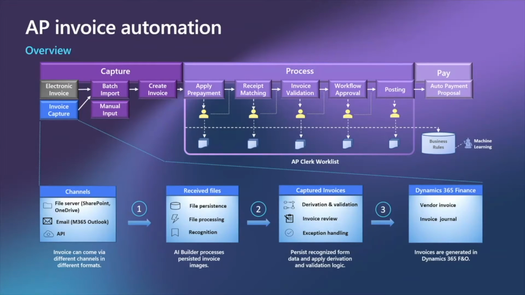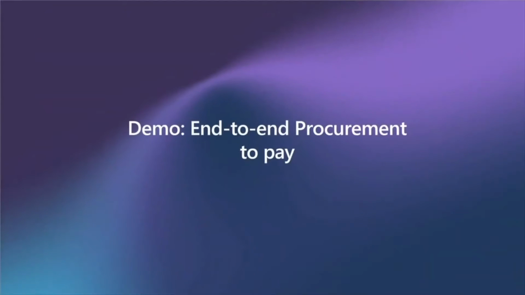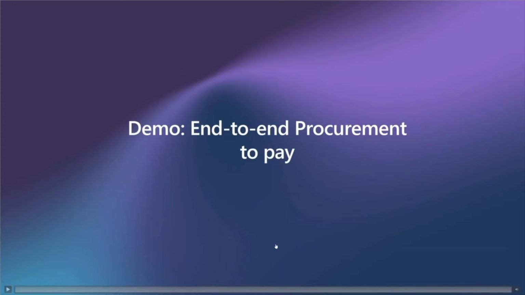And in the F&O side, you can decide which invoice framework should be used to proceed the invoice. We have two main frameworks in the F&O. One is vendor invoice and one is invoice journal. We have some settings to let you decide which framework should be used. Next, I will first give you a demo to show you how the whole process works, the procure-to-pay process works.